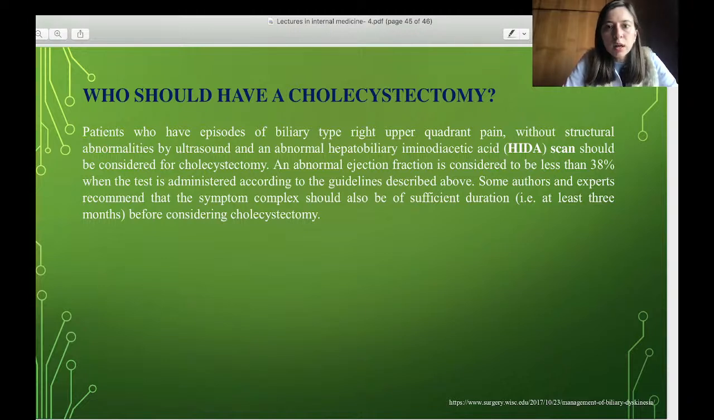Some authors and experts recommend that the symptom complex should also be of sufficient duration, at least 3 months, before considering cholecystectomy.